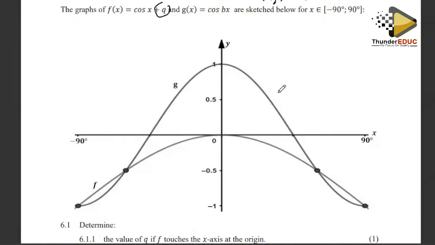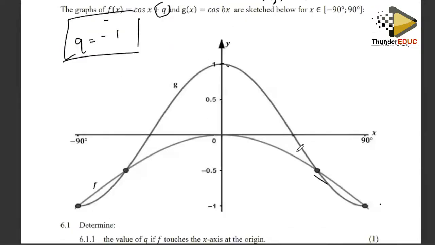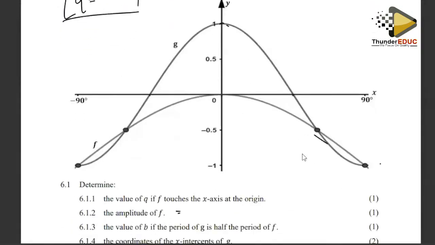So we know that originally the graph is just supposed to pass through 1 and then down to -1. But now it has been dropped down, so q is going to be -1. The graph has been shifted 1 unit down. Then the amplitude of f: amplitude is going to be 1, because it is the maximum minus minimum, divided by 2.